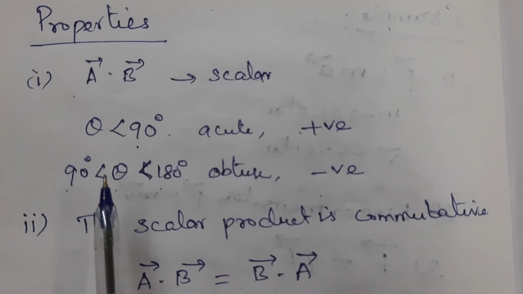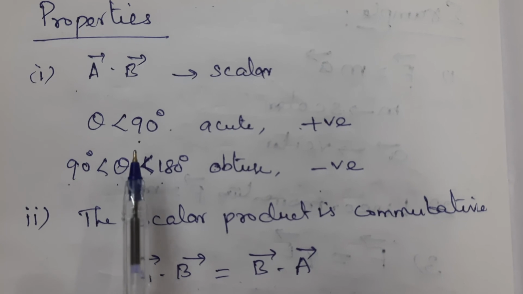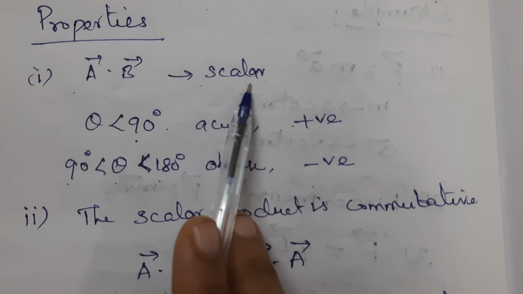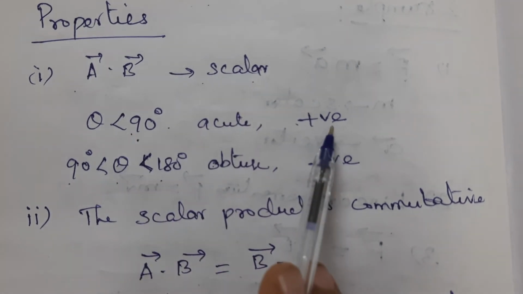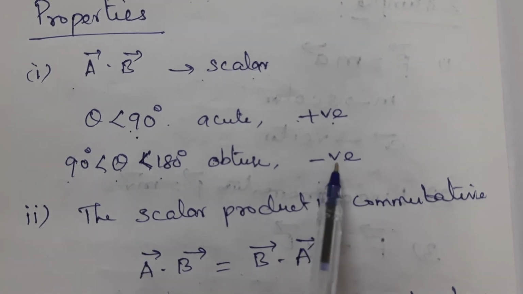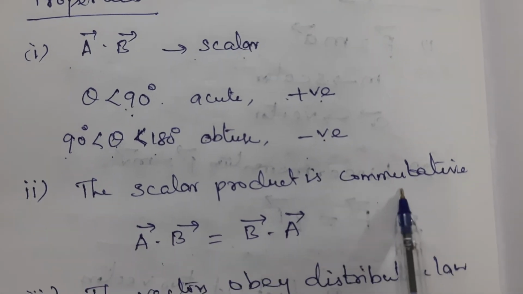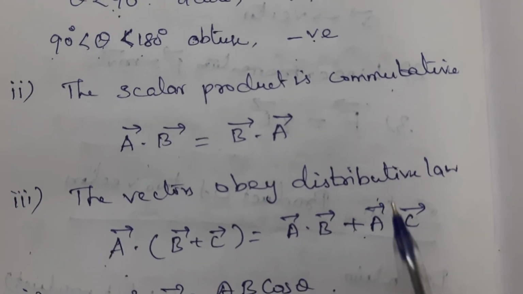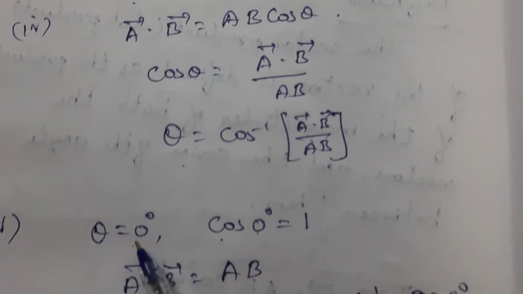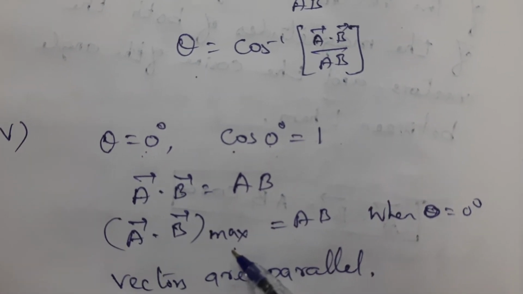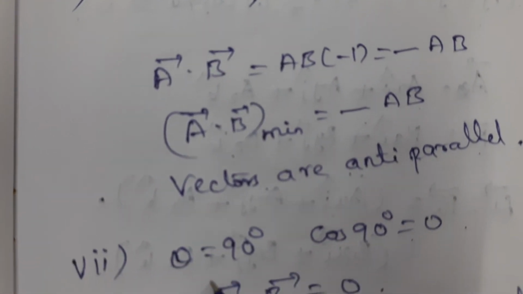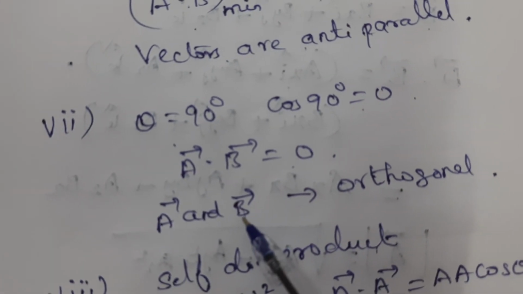First, the definition: A dot B equals AB cos theta. The properties: A dot B is always a scalar. For theta less than 90 degrees, the product is positive. For theta greater than 90 degrees and less than 180 degrees, the product is negative. It is commutative, and it obeys the distributive law. Theta equals cos inverse of A dot B by AB. When theta equals 0, A dot B has the maximum value. When theta equals 180, A dot B has the minimum value. When theta equals 90 degrees, the vectors are said to be orthogonal.